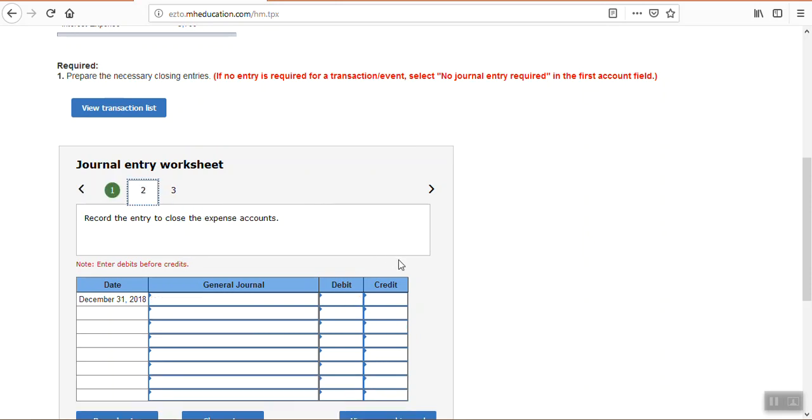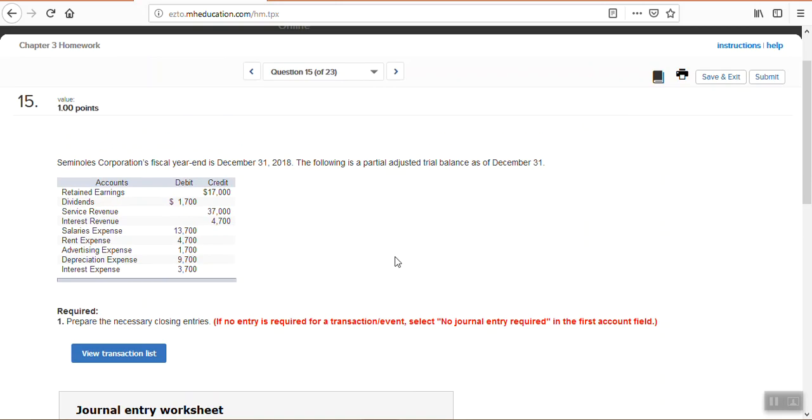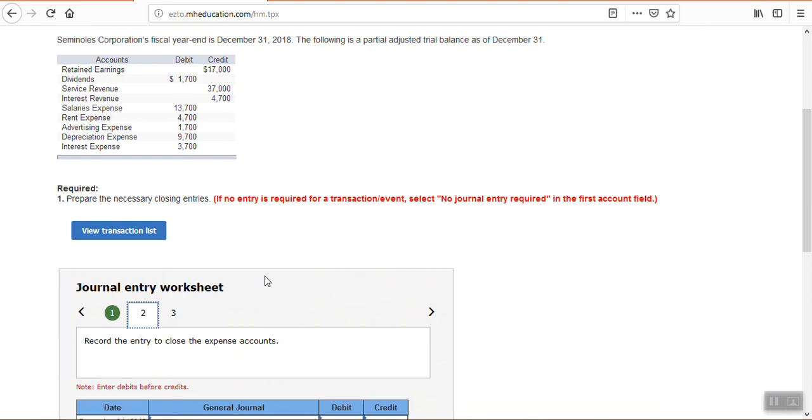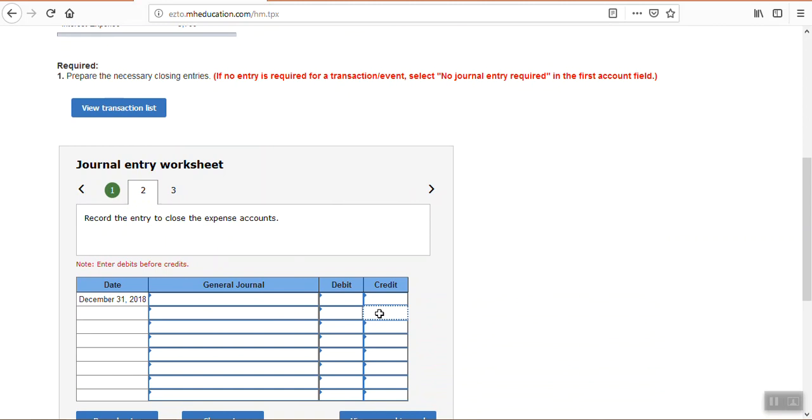The next one, we're going to close the expense accounts. So up here, we've got salaries, rent, advertising, depreciation, and interest. So all of those have a debit balance. So to get rid of those debit balances, you're going to credit them. So salaries expense would be credited $13,700. And remember to put your debits first.